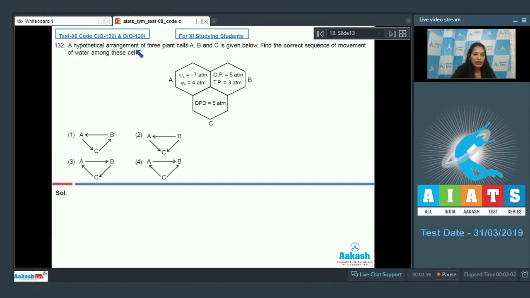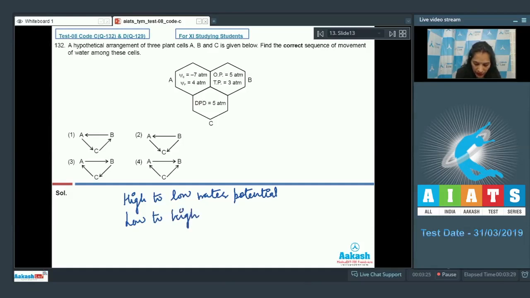Question number 132. A hypothetical arrangement of 3 plant cells A, B and C is given below. Find the correct sequence of movement of water among these cells. Water moves from high to low water potential, or you can say from low to high DPD. So you can find out either the water potential of the cells or the DPD of the cells. If you find out the water potential, water moves from high to low water potential, and if you find out the DPD, the water will move from low DPD to high DPD.